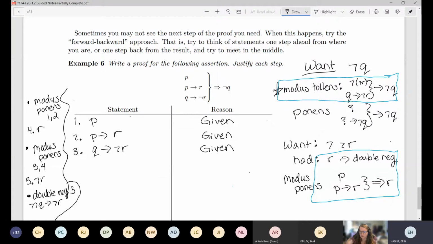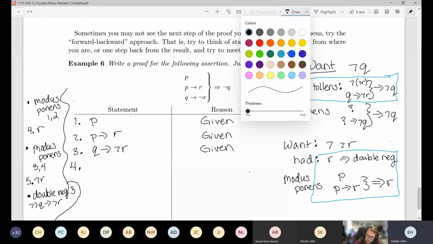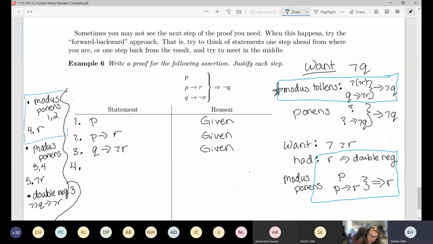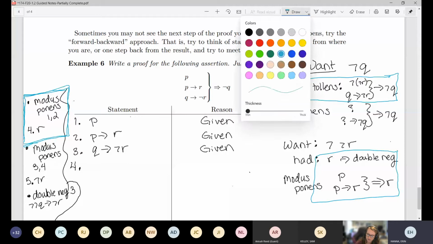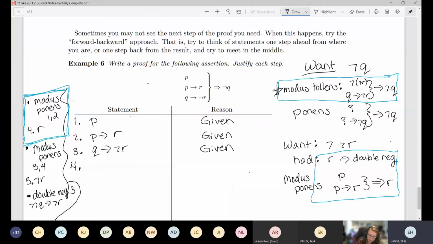So the first thing I needed to get was the regular R. Well, that came from modus ponens on 1 and 2, which, if you had gone the front way first, if you will allow me to say it like that, you might have also realized that you could get that from modus ponens as well. So we get R from modus ponens on 1 and 2. And then I can go ahead and double negate it, which would have, of course, then been on 4.